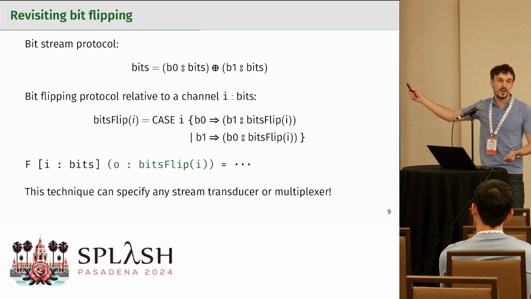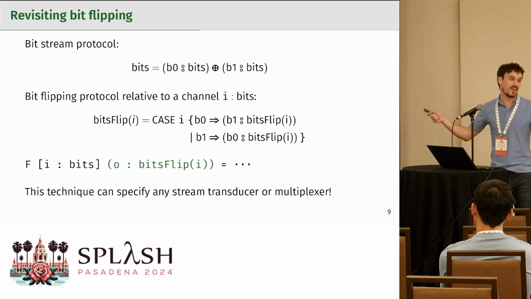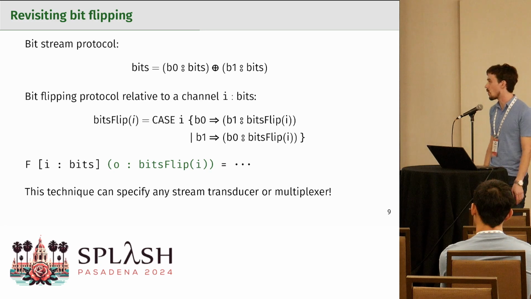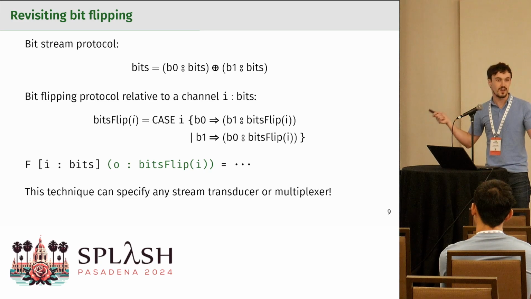And here I want to point out that the protocol really looks a whole lot like the implementation of the bit flipping process. That happens to be an accident. It's a really simple process and a really simple protocol. There's not a whole lot you can do there. But if you look in the paper, for example, we specify a fair auction, where the specification and the implementation are really quite different.